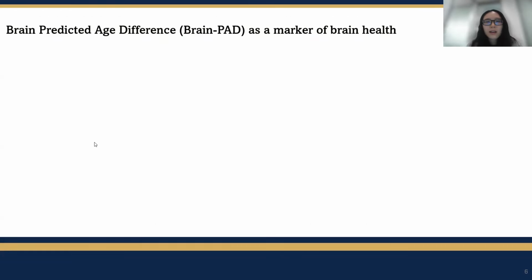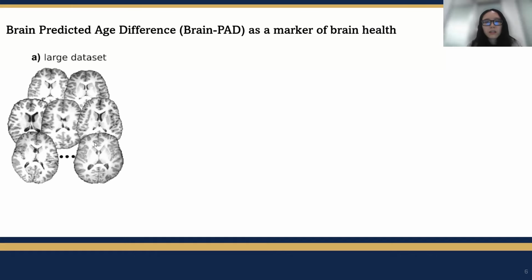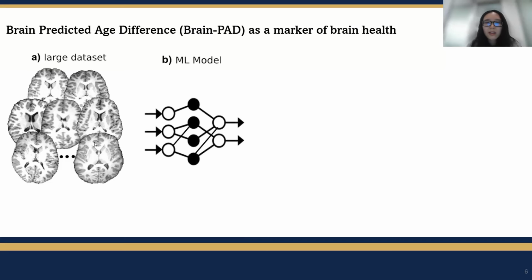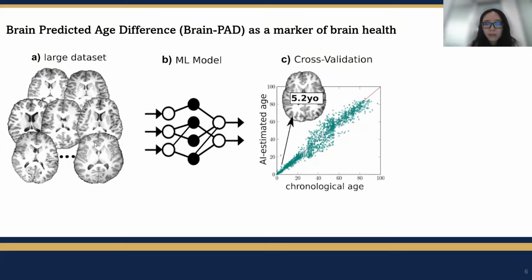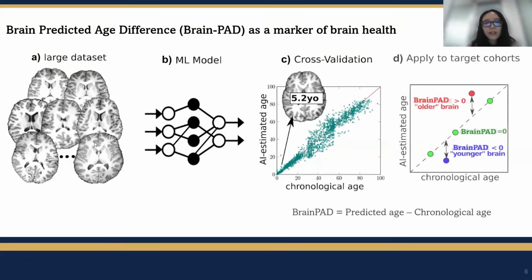Now, very quickly, let's get through how the predicted age is derived from the model. There are 4 steps. First, we need a large training set of brain scans from healthy people. Then during the training process, the model learns what healthy brain scans look like across a large range of ages. Then we perform cross-validation, and eventually we apply it to a target cohort of the population of interest.